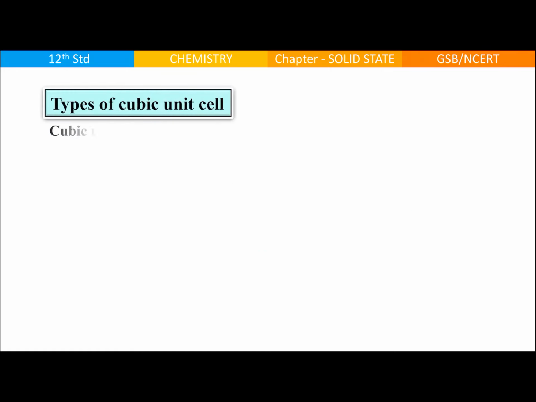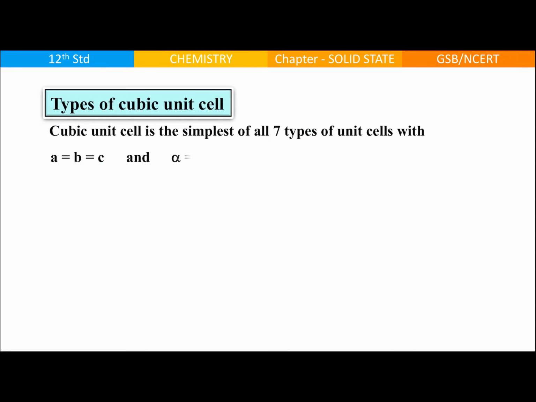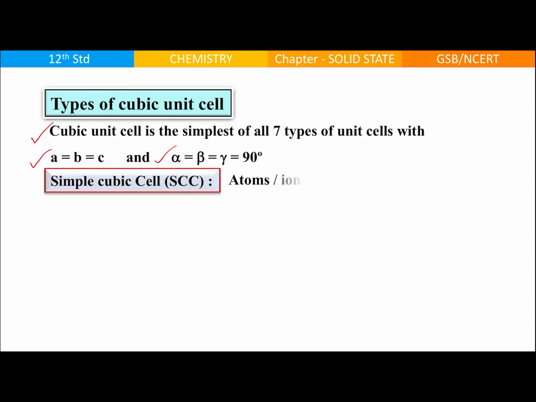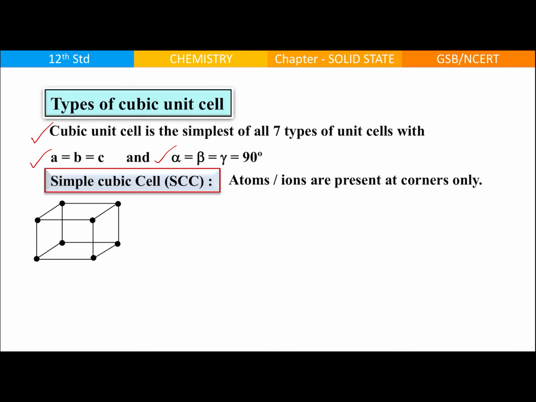Now, the simplest unit cell is the cubic unit cell. In a cubic unit cell, all the lengths are equal, all the angles are equal, and it is 90 degrees. If you take a simple cubic cell like SCC, what do you remember from the last lecture? Where are the atoms present? Atoms are present at corners. So we remember SCC has 8 corners.